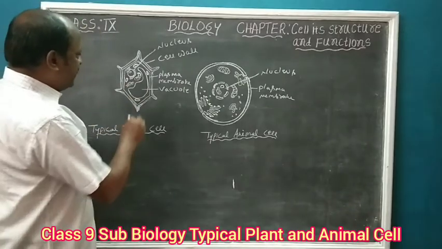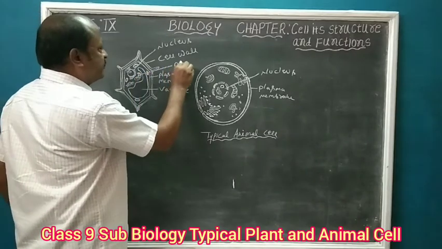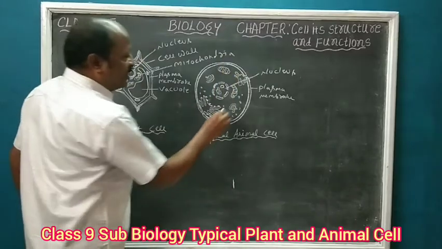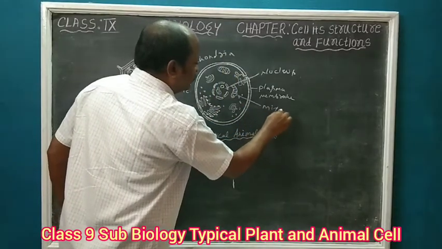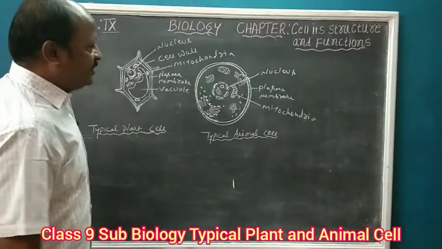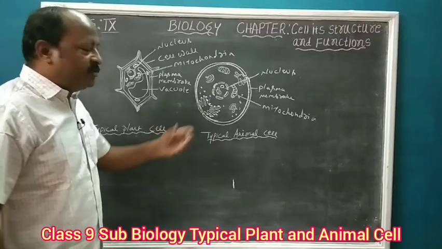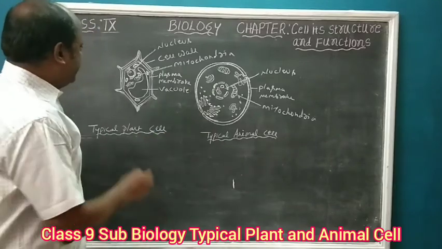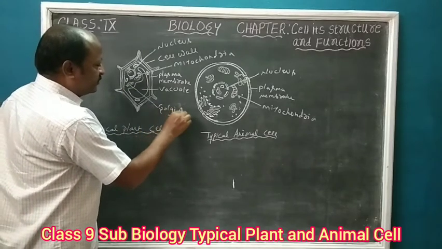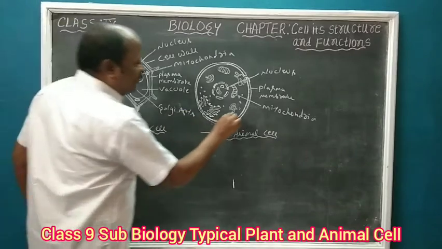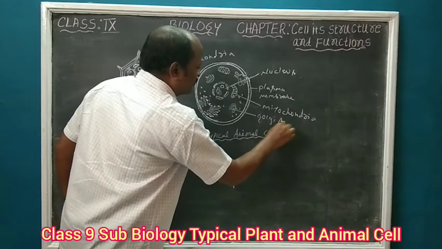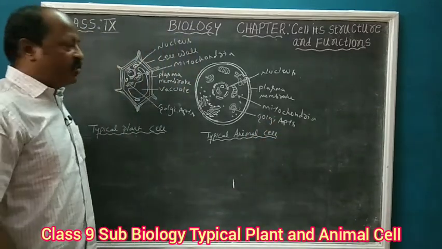And in the plant cell we have got mitochondria, in the animal cell also we have got mitochondria. And we know that mitochondria is the place for aerobic respiration, which actually produces the ATP molecules. Then we have got Golgi apparatus. Golgi apparatus is also present in animal cells, or we can also call it Golgi body.